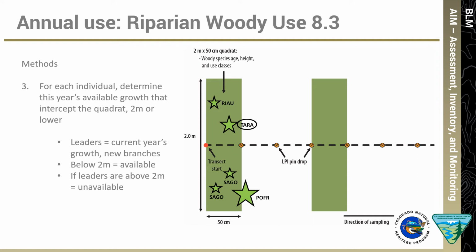If the individual's leaders are entirely above the reach of the grazing animal, or above 2 meters, they're considered unavailable for browsing, and those leaders are not assessed for riparian woody species use. If all leaders of a given riparian woody species are unavailable, do not record use for that individual. Mark the individual as unavailable.